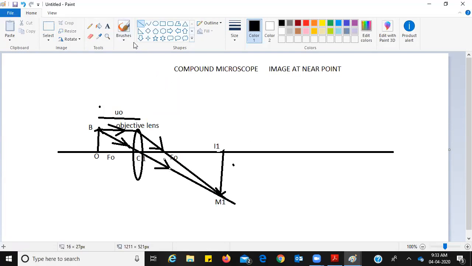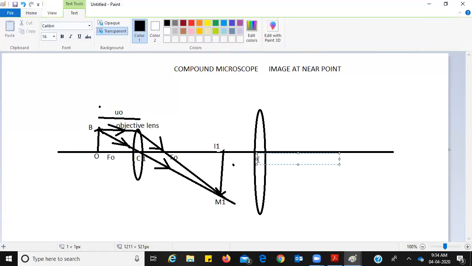Now I'm going to keep a second lens. Where should I keep the second lens? So where do we want the image? It's written the image should be formed at near point. So the object should be placed at near point for the eye lens. See, your aim is not to get the image formed by the first lens at near point. The second lens should form the second image at near point. This lens should form the image at near point, and that only the human eye will be seeing. Yes, sir.